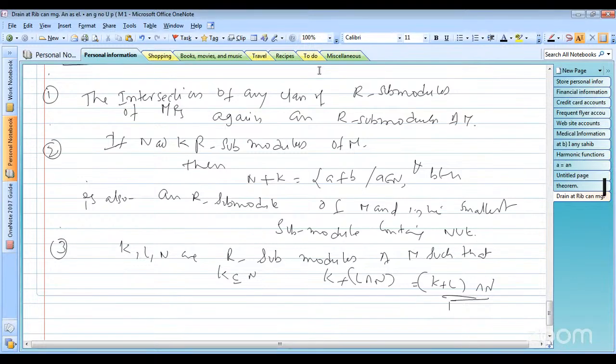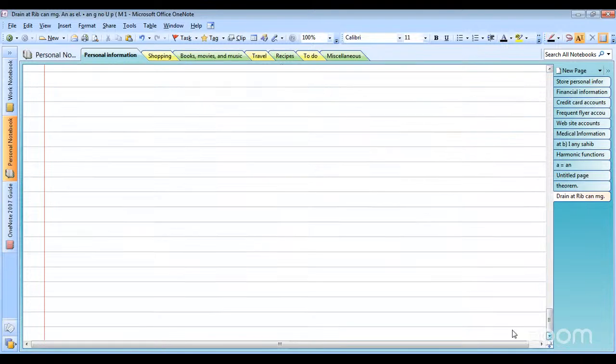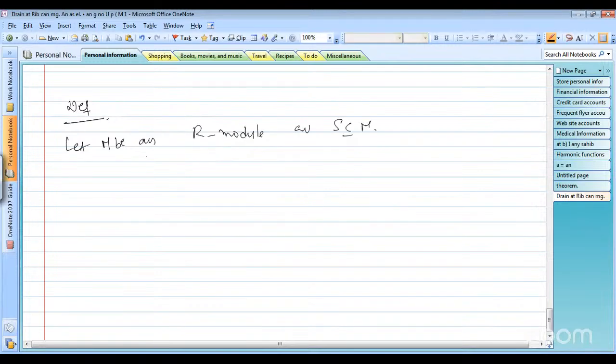Now another definition we have to learn here. Let M be an R module and S a subset equal to M. Then we can define the generator as the intersection of all N, where each N is an R submodule containing S, and it is the submodule generated by it.